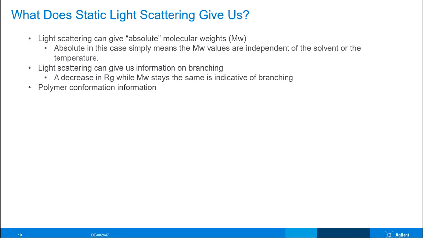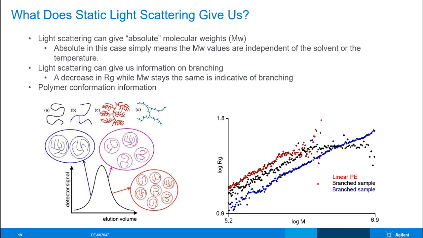We can also get polymer conformation information from this. So as you can see here in these examples, these molecules are more compact because of branching, but not necessarily lower in molecular weight. And if we look on the right-hand side, looking at these polyethylene examples, you'll see that given the same molecular weight, that radius of gyration is actually smaller for these branched samples. So looking at this, the blue sample would be more branched than the black sample, would be more branched than that linear PE that we know up at top.